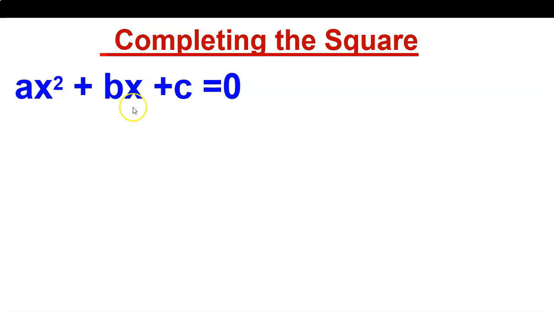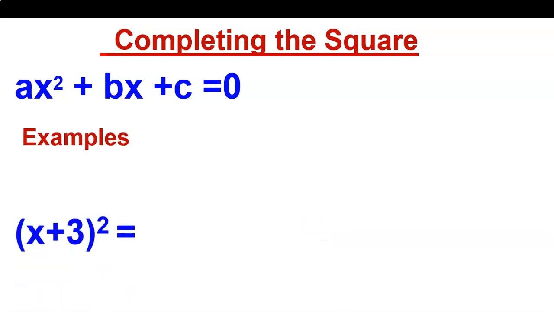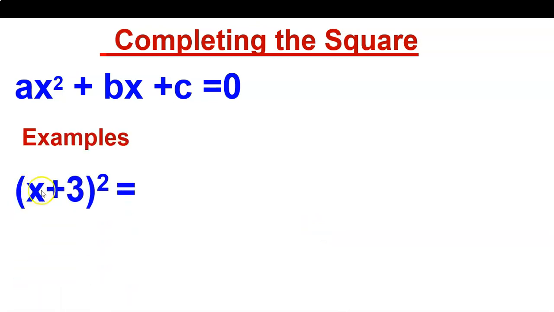This is the general equation of a quadratic. There must be an x squared term. Without an x squared term, this is not a quadratic equation. I've got here an example, the bracket x plus 3 squared. We call this a complete square because nothing is missing. Now let us expand this and see what we get.